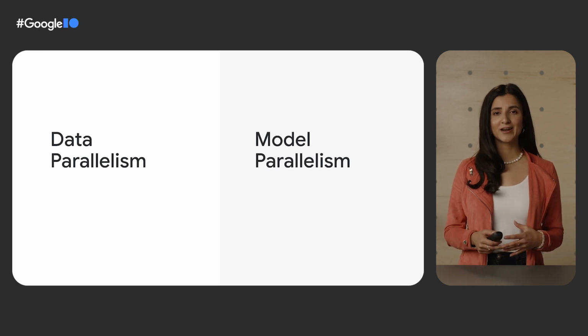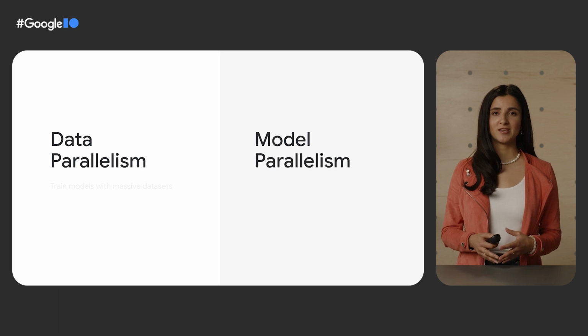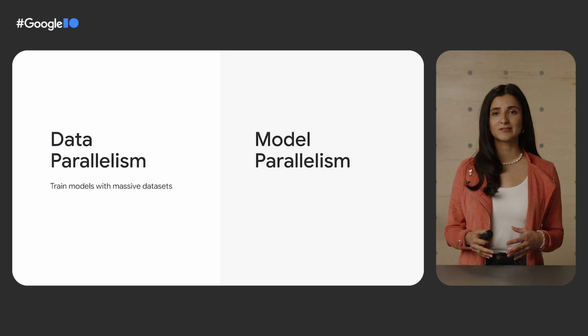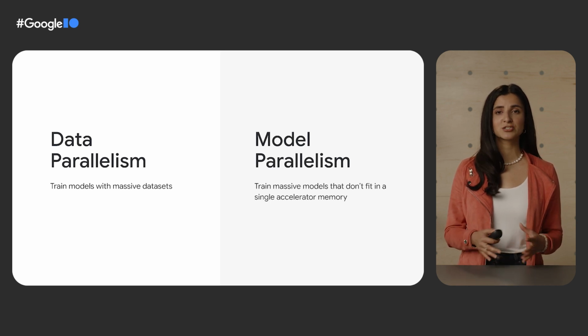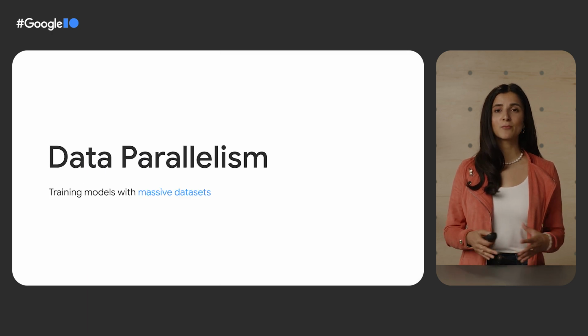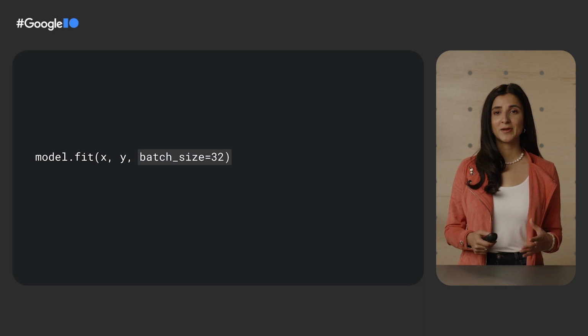There are two broad categories of distributed training algorithms: data parallelism and model parallelism. You can think of data parallelism as improving the efficiency of training models with massive datasets, and model parallelism as training models that are so large they don't fit in the memory of a single accelerator chip. We'll talk about both of these categories today, but let's start with data parallelism, which is generally the easier of the two to implement. One way to understand data parallelism is by thinking about the batch size.